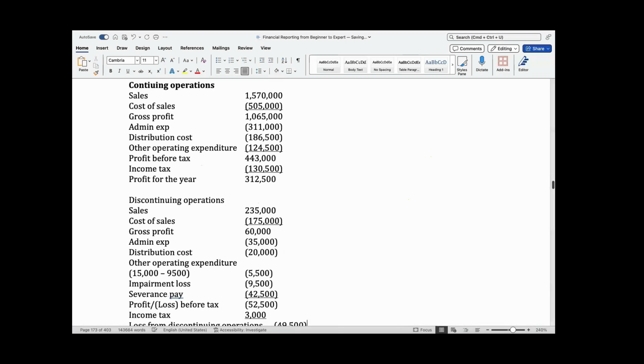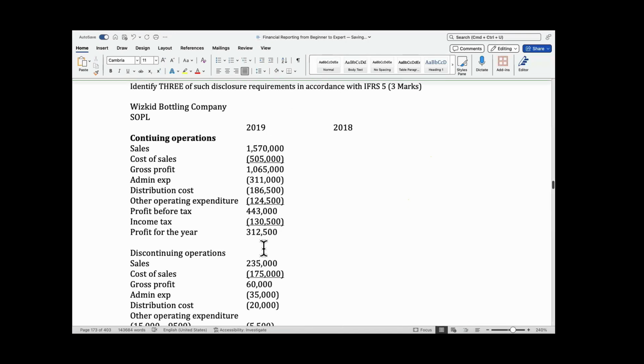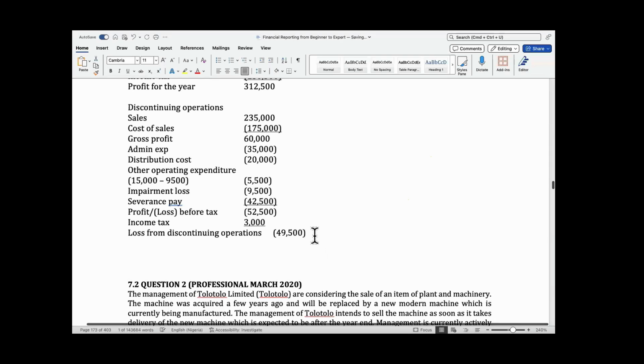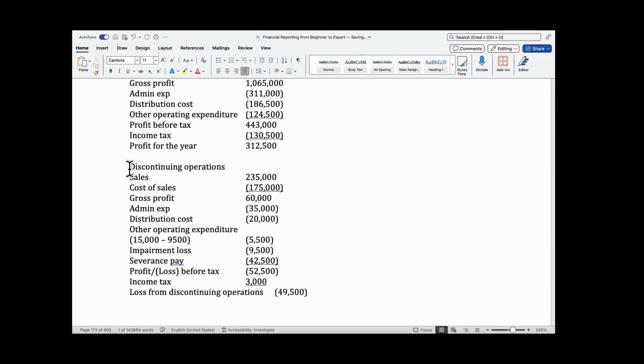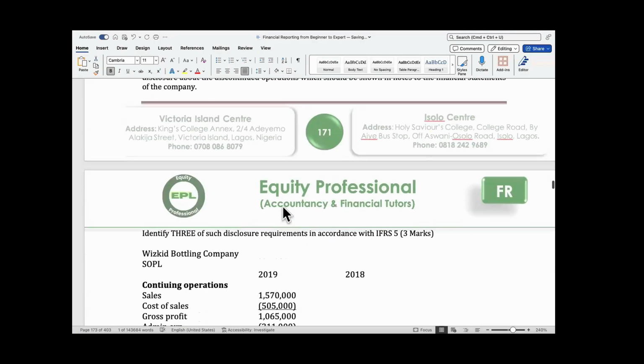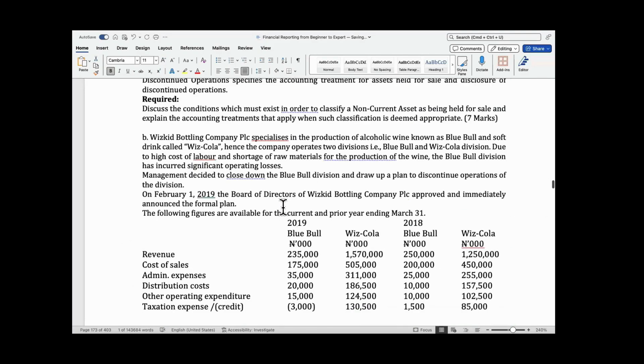Okay, and don't forget what you are doing for 2019. I'm just doing 2019. You should do 2018 also beside it. And that is all that's required when you have a component of your entity that has been shut down. When you are preparing your P&L, you need to segment your P&L into continuing and discontinuing operations.